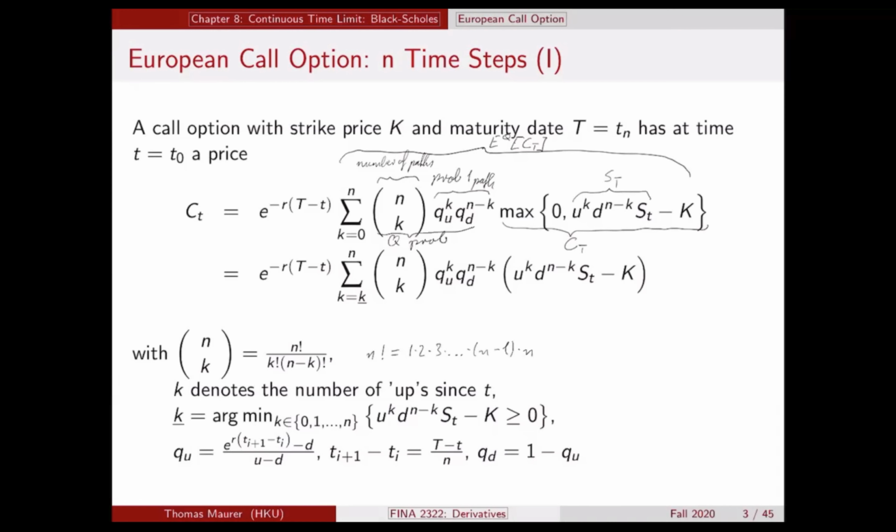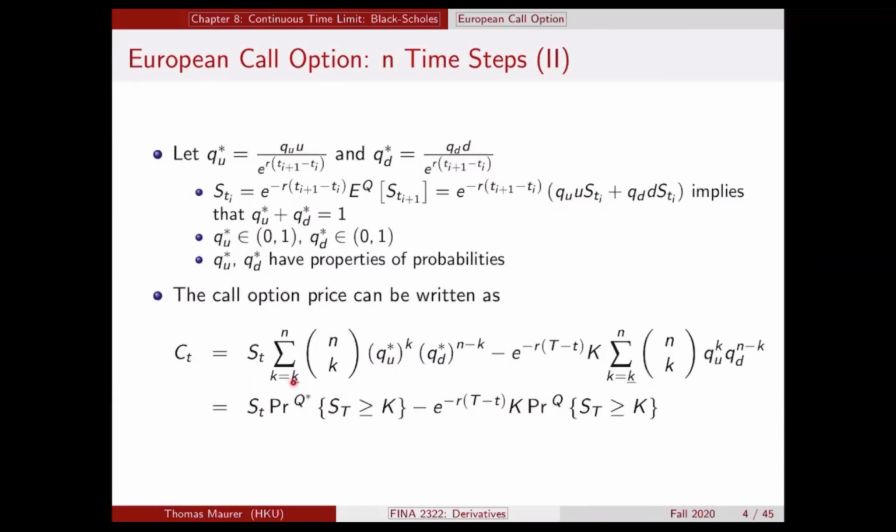So in that sense, we don't have to consider anymore these zero payoffs if the call option is out of the money. Now the next thing which we're going to do is we rewrite this formula over here by taking apart the u to the power of k times d to the power of n minus k times S, and the minus k multiplied by this entire thing. And we're going to rewrite it over here.